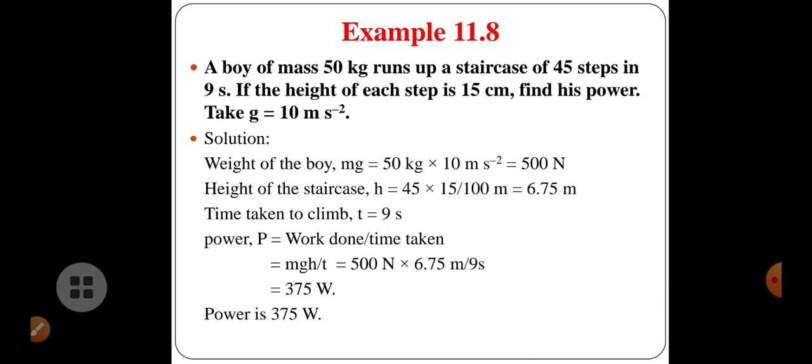Why have we divided by 100? Because the height is given in centimeter and we have to convert it into meter, that is, into the SI system. So the total height covered by the boy has been calculated. Now we get the weight, meaning the force, and the displacement. By using this force and displacement, we can calculate the work done by the boy.